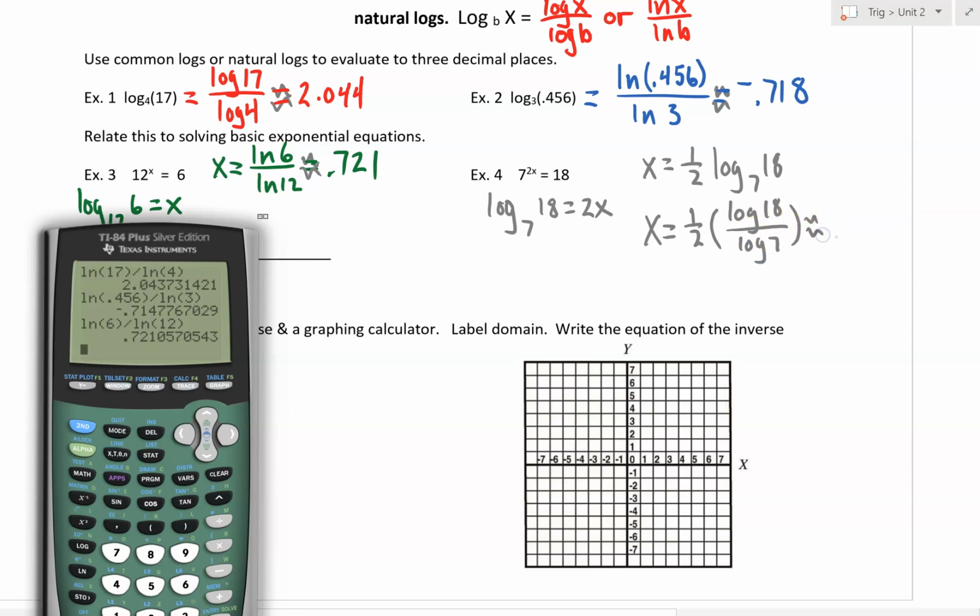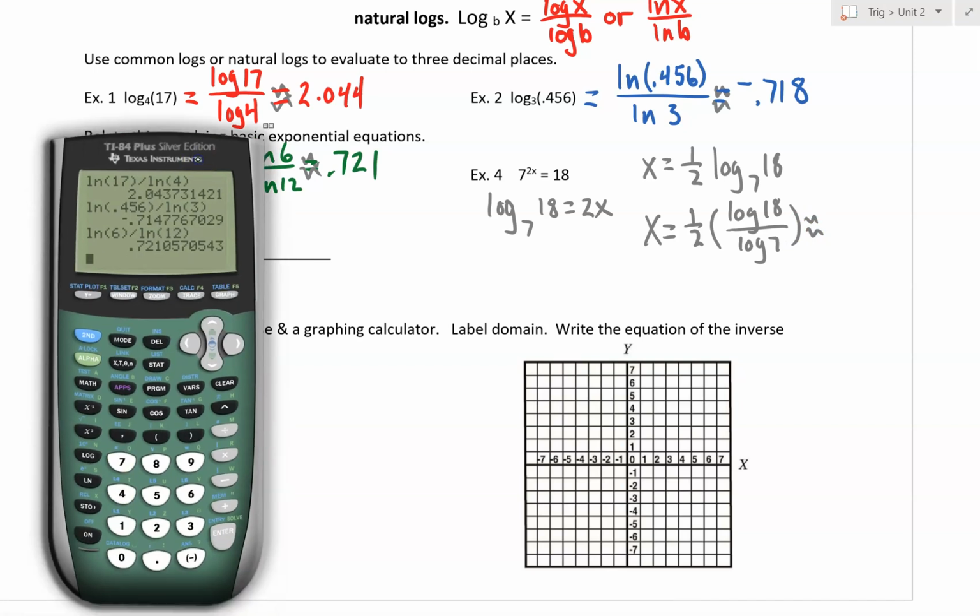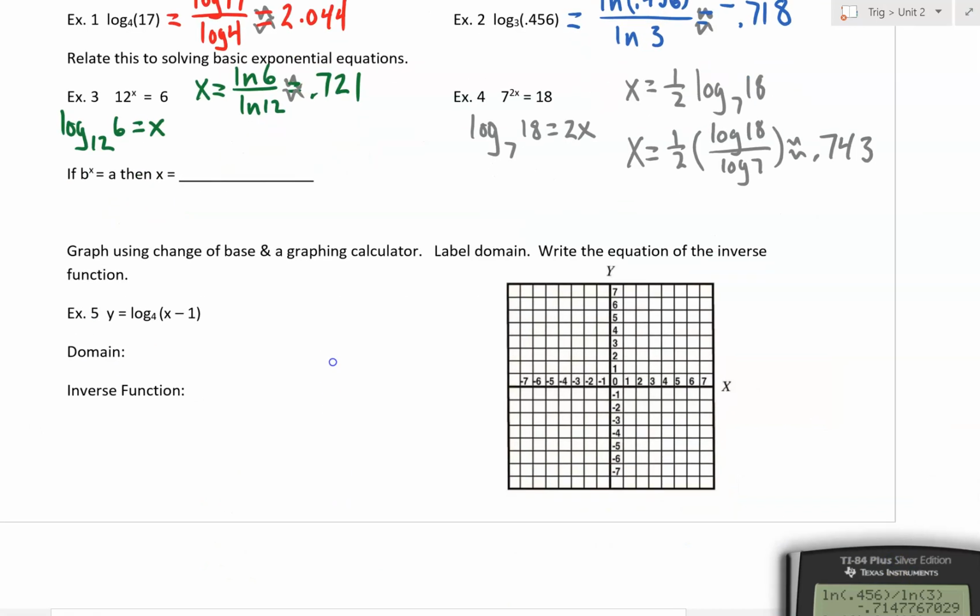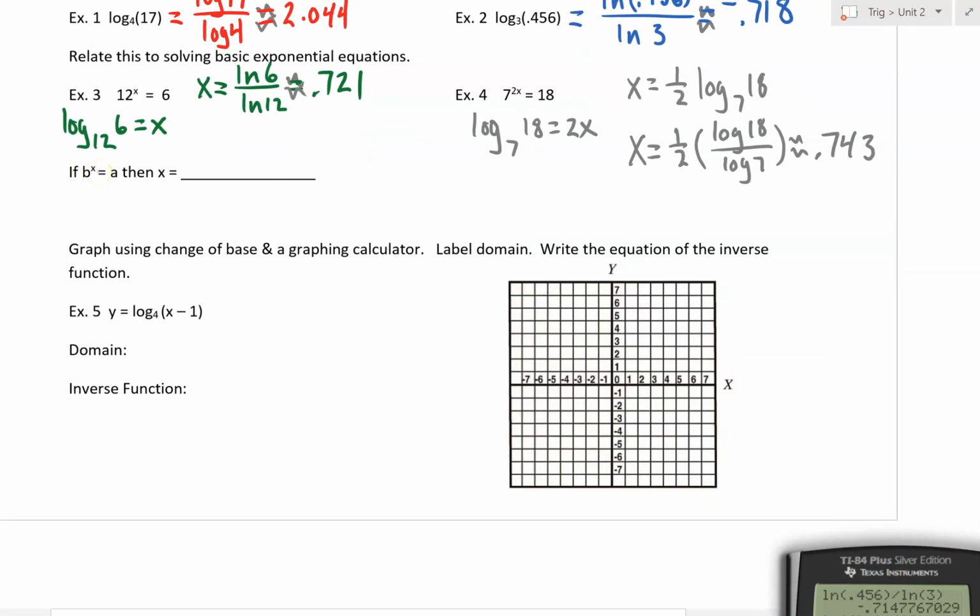The equivalent answer to this is going to be the following. It's 0.5 times the log of 18 divided by the log of 7. We're going to get an answer of 0.743, approximately. Hopefully we all understand that. So it says if b to the x is equal to a, then x is going to equal log base b of a in this case.